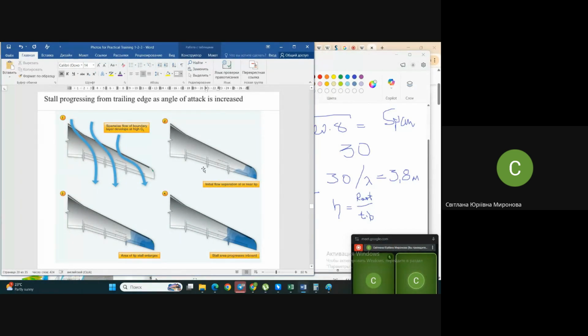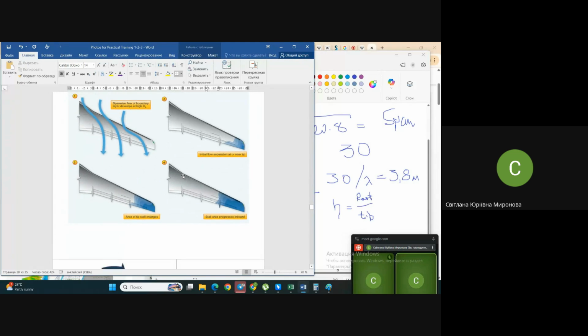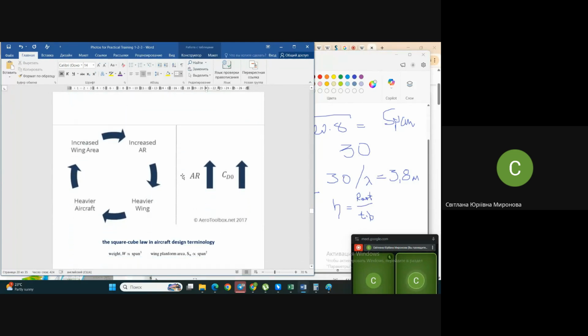We also have dihedral and anhedral wings. I hope you do remember. In the front view, it's visible that in some cases wings are with tips up, and in some cases with tips down with respect to the horizontal plane. And all those decisions you need to make.